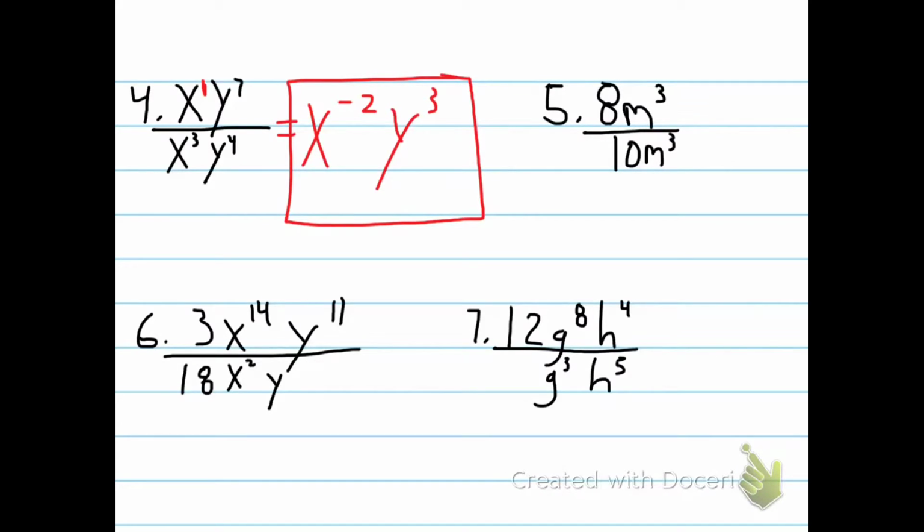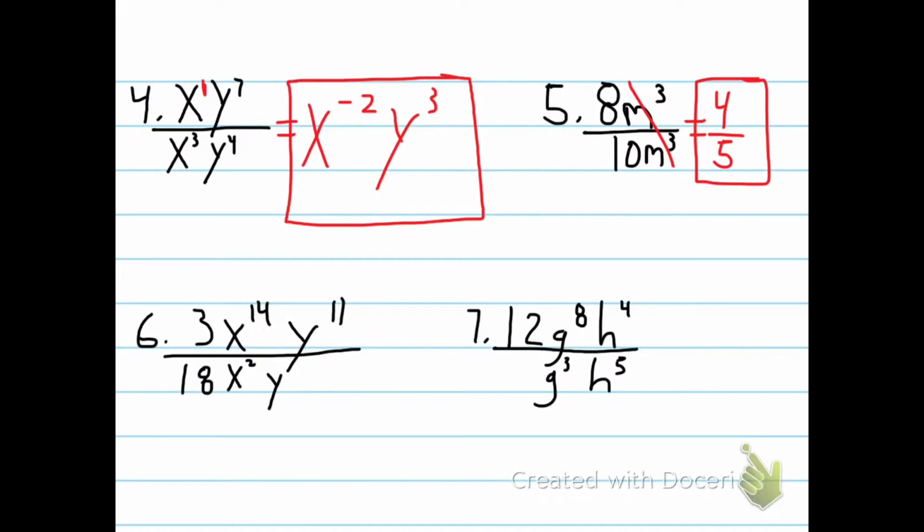So for number 5, you can't exactly divide these out and get an even number. So what you can do is simplify them. So you would get 4 over 5, and then these cancel out, so your answer is 4/5.